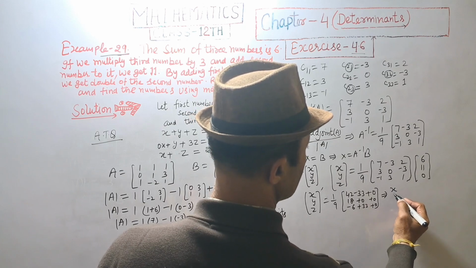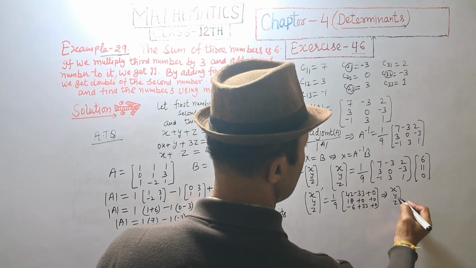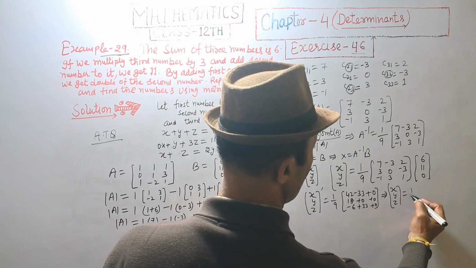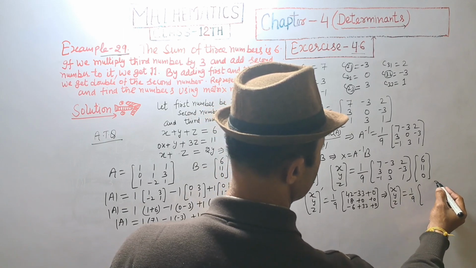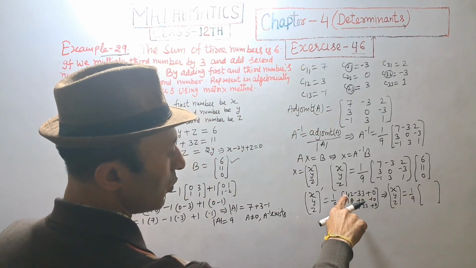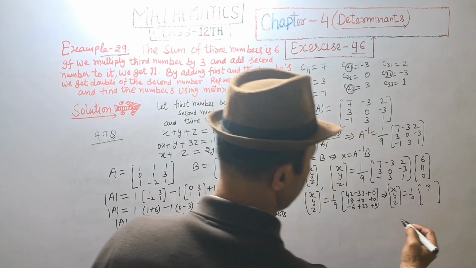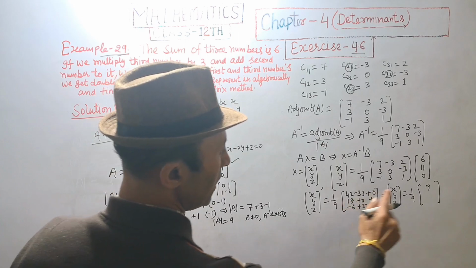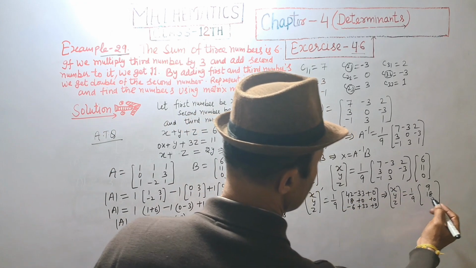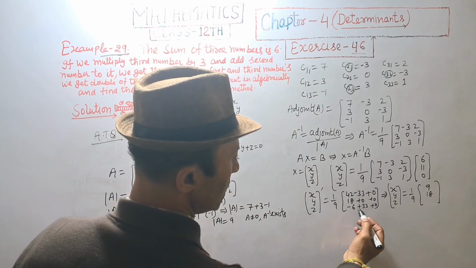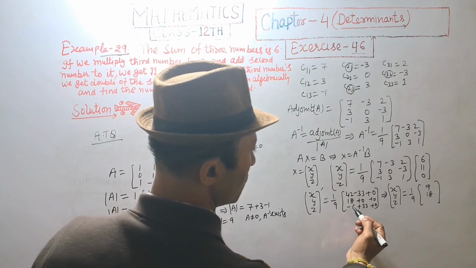This implies x, y, z is equal to 1 upon 9 into: 42 minus 33, that is positive 9; 18, that is 18; and 33 minus 6, that is equal to 27.